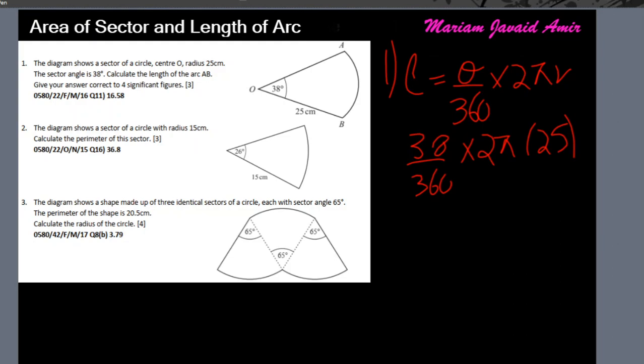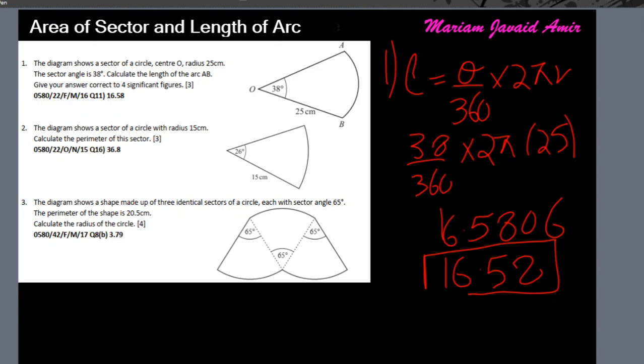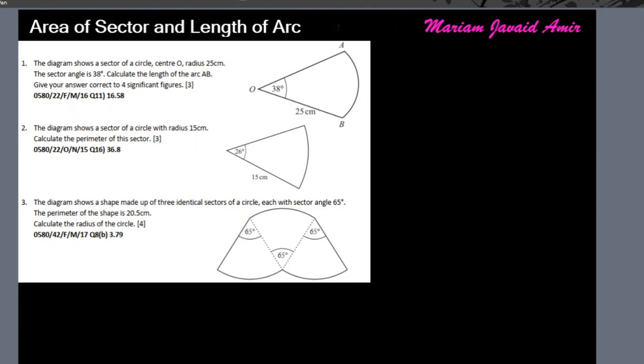38 over 360 times 2 pi times 25 gives me 16.5806. Rounded off to 4 significant figures is 16.58. Okay. Question 2.